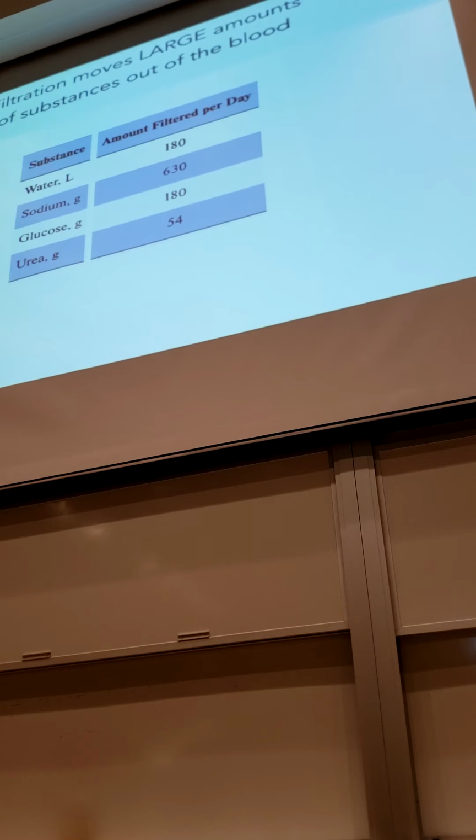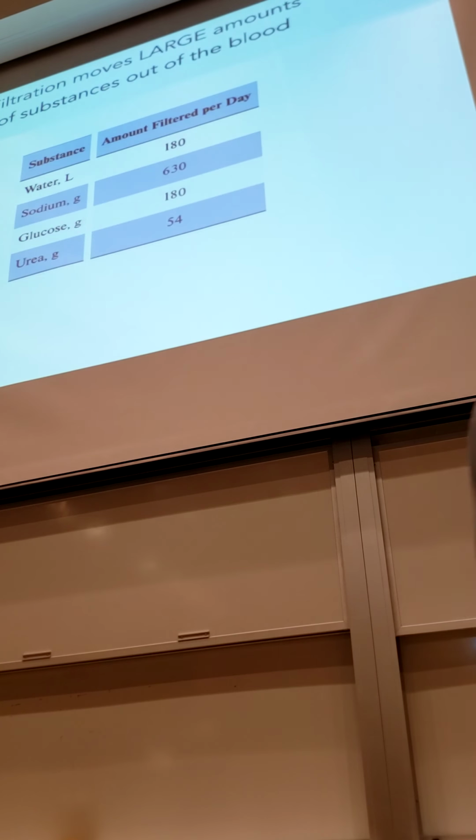So we filter about 180 liters of water per day out of kidneys. How much water do we have in our blood? Anybody know? Or how much blood volume do we have? Like 4 or 5 liters. Okay, we've got 5 liters of blood. Okay. We are filtering 180 liters per day. Okay, so many, many times our own blood volume is lost to the kidneys.